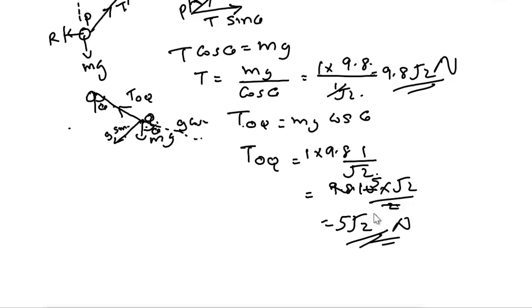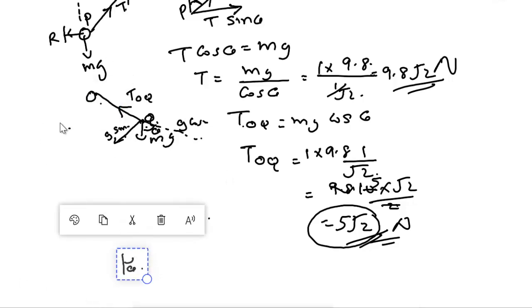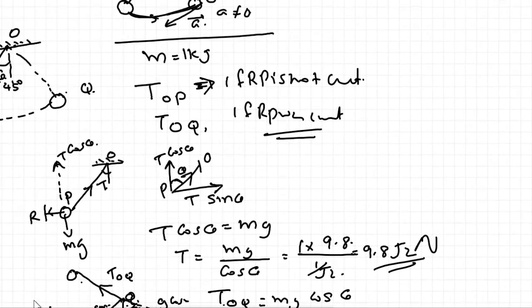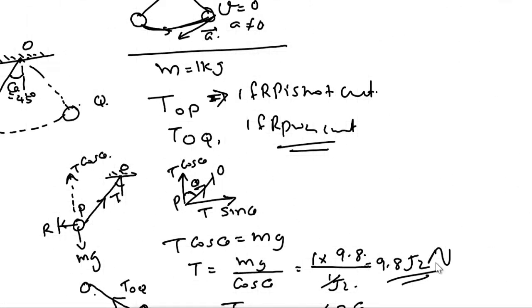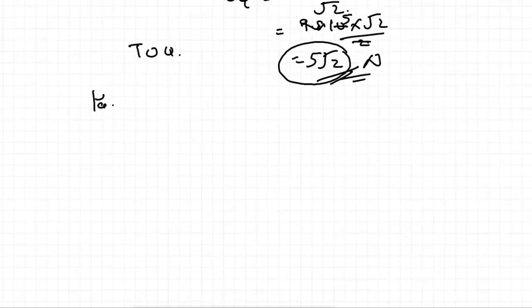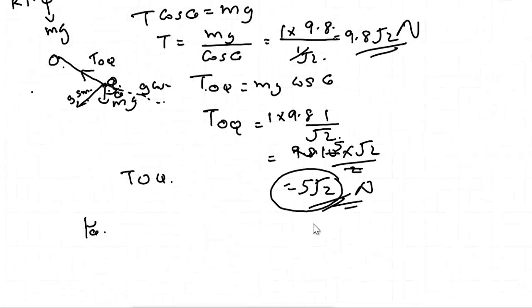Okay, now what did you understand from this? This tension at OQ, when the string is not cut and after it is cut, in both positions we are getting different values of tension for the same string. Okay, for the same string, here we got the value of tension as 9.8 root 2, right? That is nearly equal to 10 root 2. But for this case, we got it as 5 root 2. That is here 10 root 2 and in this case 5 root 2.